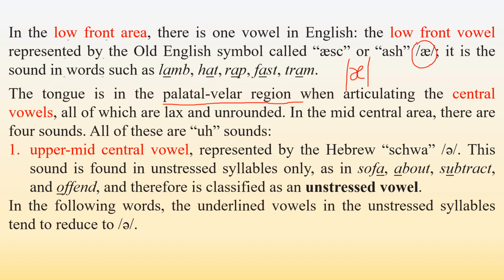And all of which are lax and unrounded. These are lax and also not rounded. In the mid-central area, there are 4 sounds. One is the upper mid-central vowel. This is represented by this symbol. We call it schwa. Certain vowels have names, of course, and schwa is the most popular vowel among these 12 vowel sounds. And this sound is found in unstressed syllables only, and that is why it's very popular.